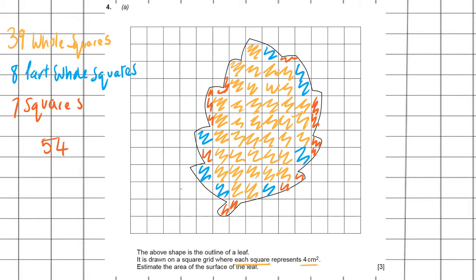Okay, so the answer in the mark scheme said between 49 and 54 inclusive. So we actually got 54. But if you read the question, it says 4 centimeters squared per cube. So I do 54 times 4, which gives us 216 centimeters squared.